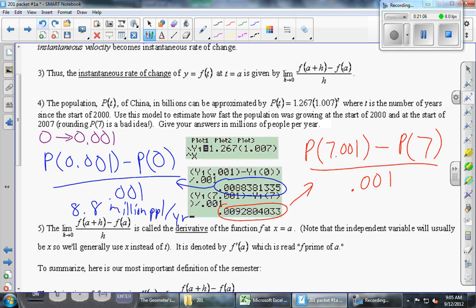At that moment in time. But if you wait 3 seconds later, it could be a slightly different number. It's just at that instant. And then the same kind of thing over here for 2007. The population was changing at about 9.3 million people per year. Any questions on that?